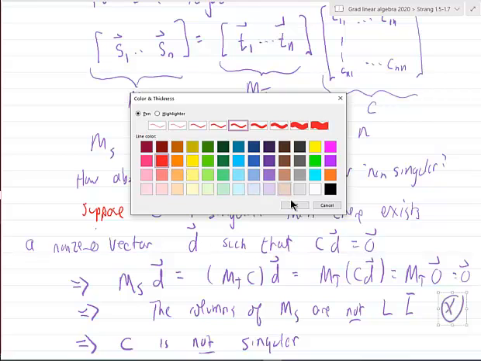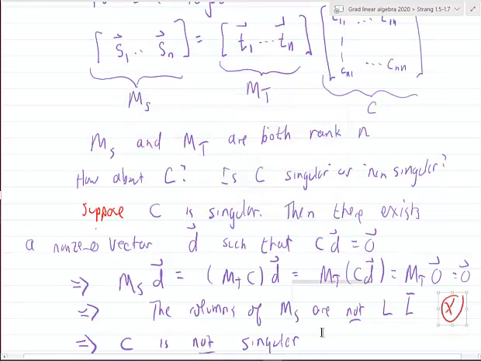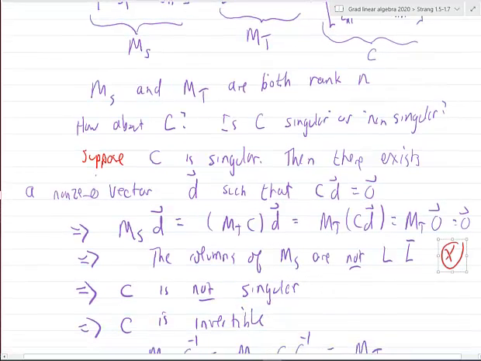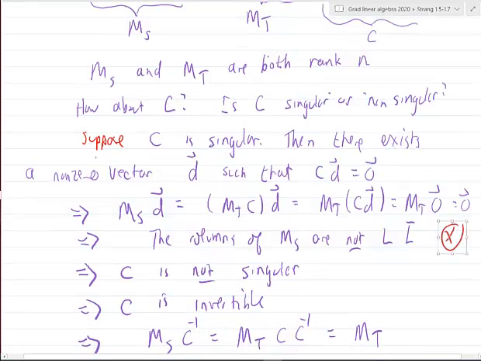Go. Okay. All right, so C is not singular. C is not singular, and it's an n by n matrix. That means that C is invertible. If C is invertible, I can multiply both sides of MS equals MT times C by C inverse. Because of the associative law, C cancels with C inverse, and I just get MT on the right-hand side. Right? So MS times C inverse is equal to MT.